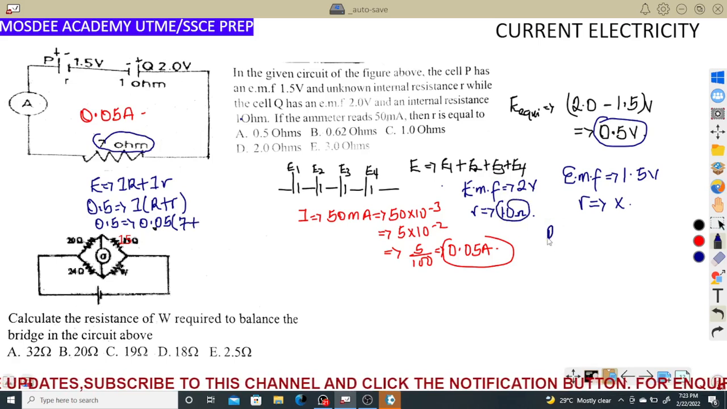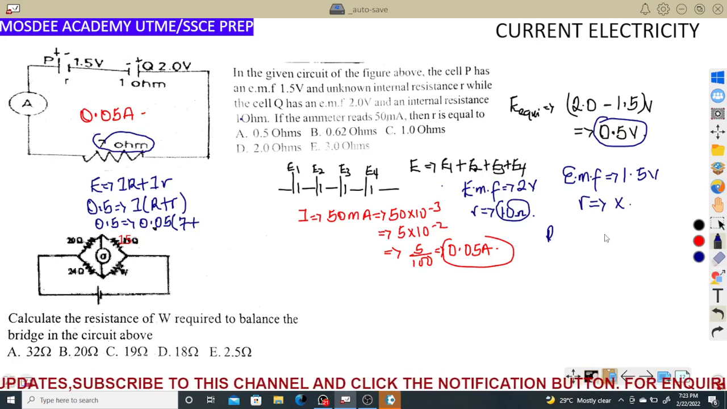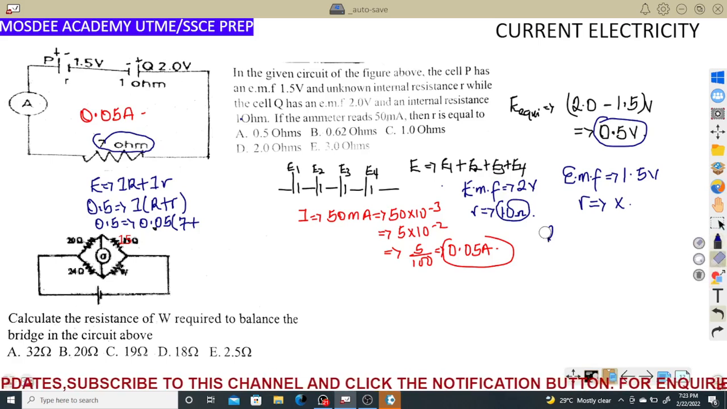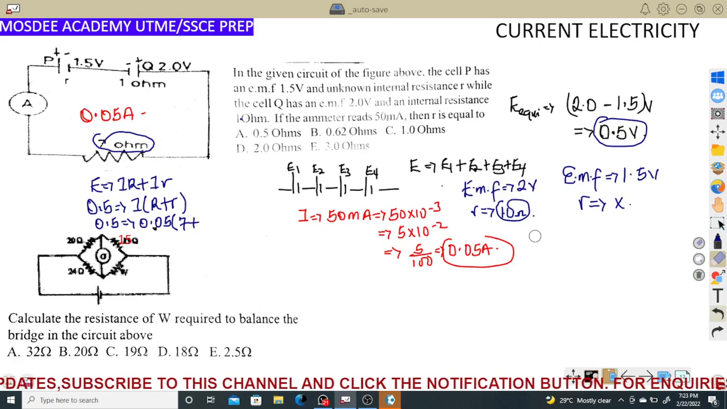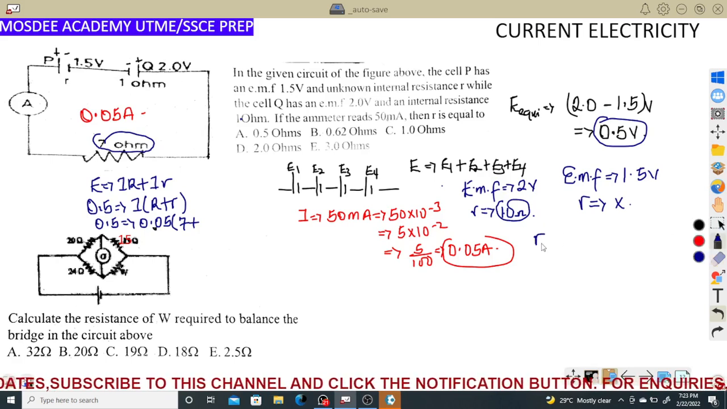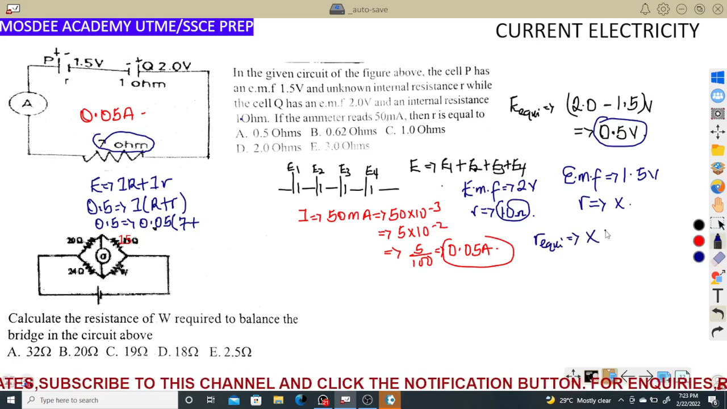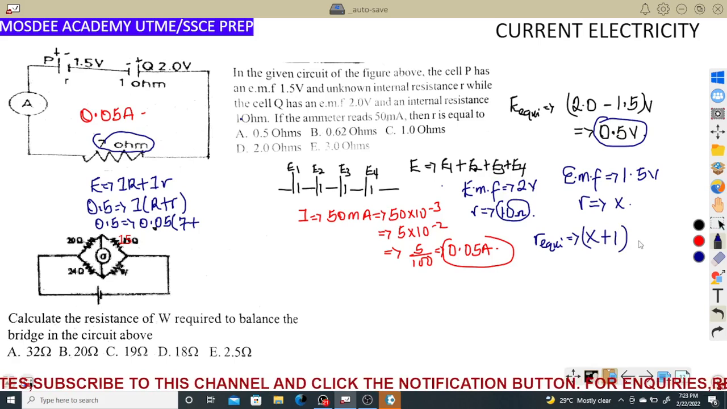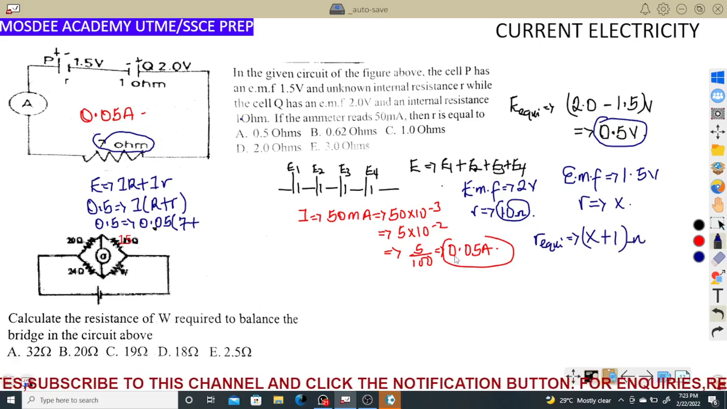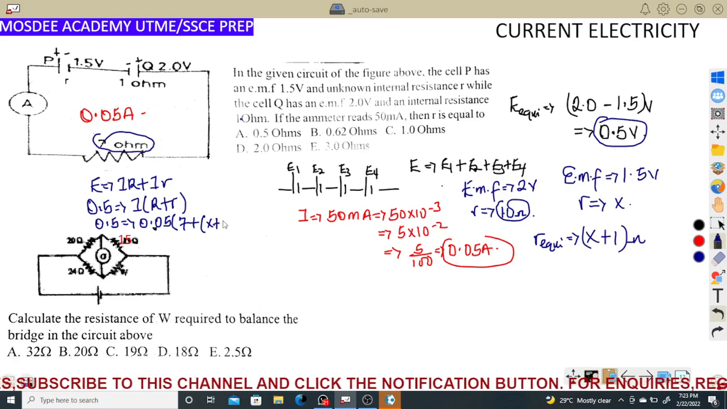I'm talking about the equivalent internal resistance. When I say equivalent, I mean the total internal resistance, so keep that at the back of your mind. The total internal resistance here is R equivalent. The total of the two will be x plus 1, or 1 plus x, either is correct, because I'm adding everything in this cell. So I'll put this as x plus 1.